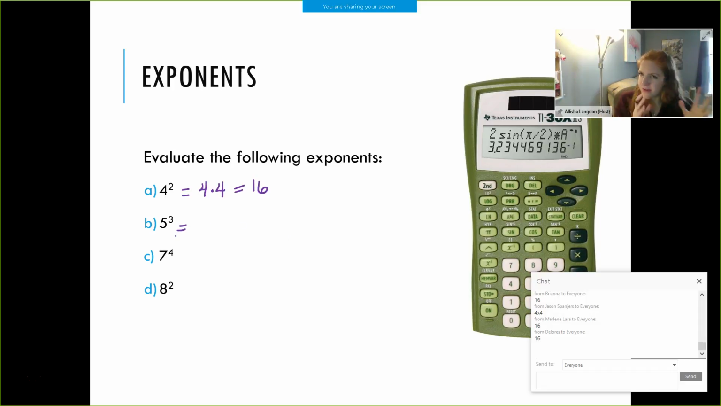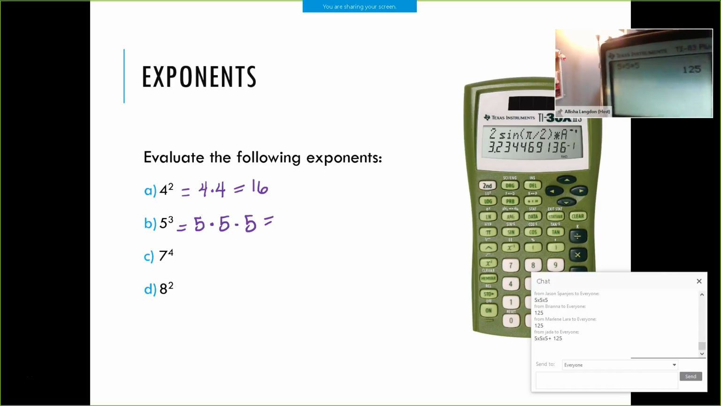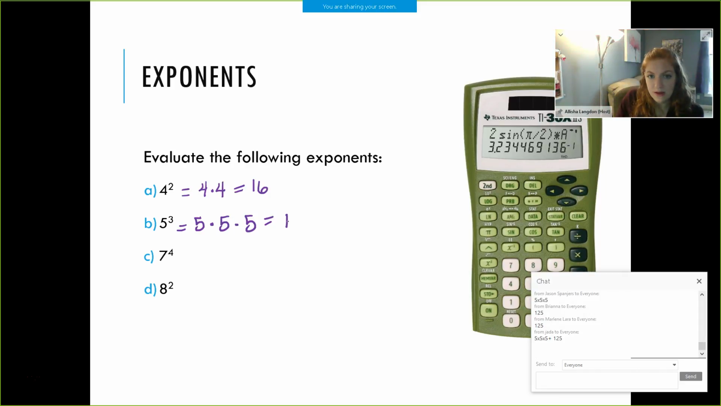How about 5 cubed? Does everybody have their calculator? So 5 cubed, the base is 5, and the exponent is 3. As Jason said, it's going to be 5 times 5 times 5, which, if we have our calculator, you can go ahead and just pop it in there. And let me finish this first. You will see that it is actually 125. Now, if you don't have a calculator, I'll show you what you can do in just a second.